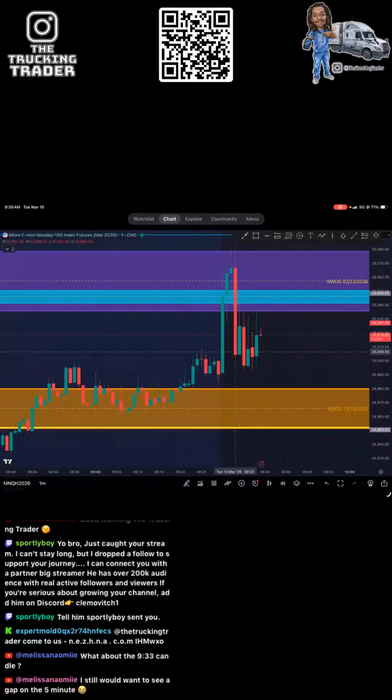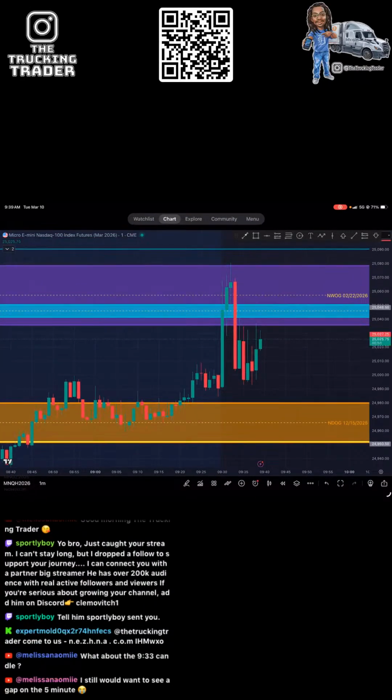Yeah, that's the technical first presented fair value gap. So that's why I put the sky blue box. If you're ever watching any of my videos back, the purple box is more than likely going to be a new week opening gap. The orange box is going to be a new day opening gap. Those are the main things that I use.